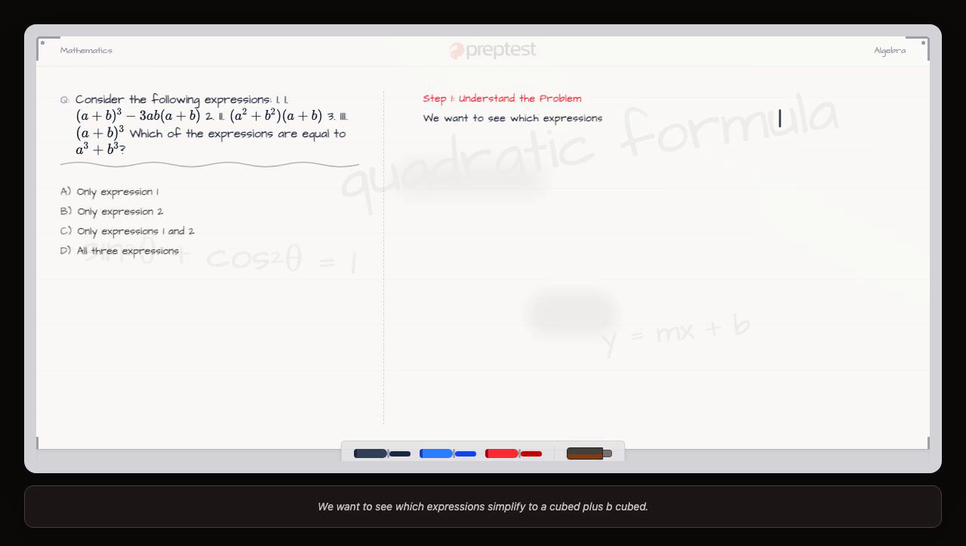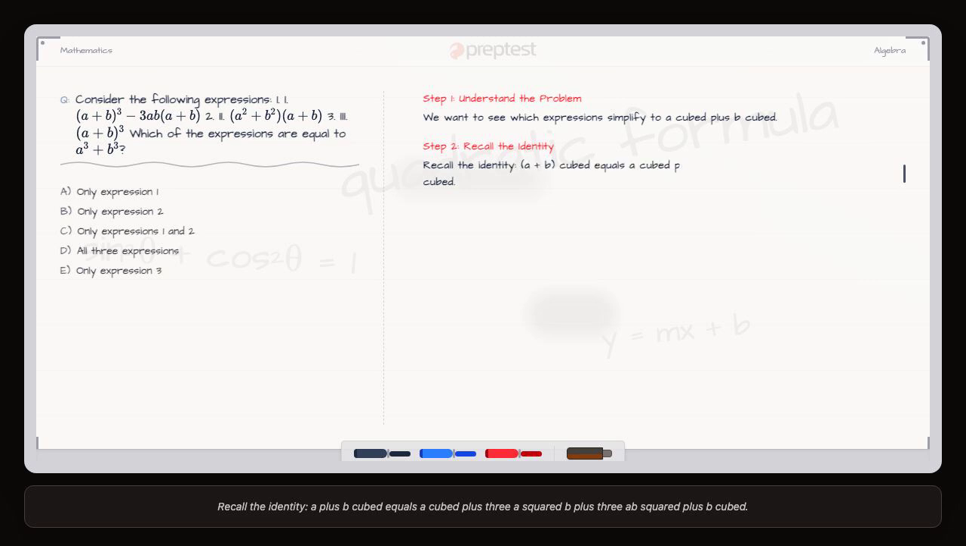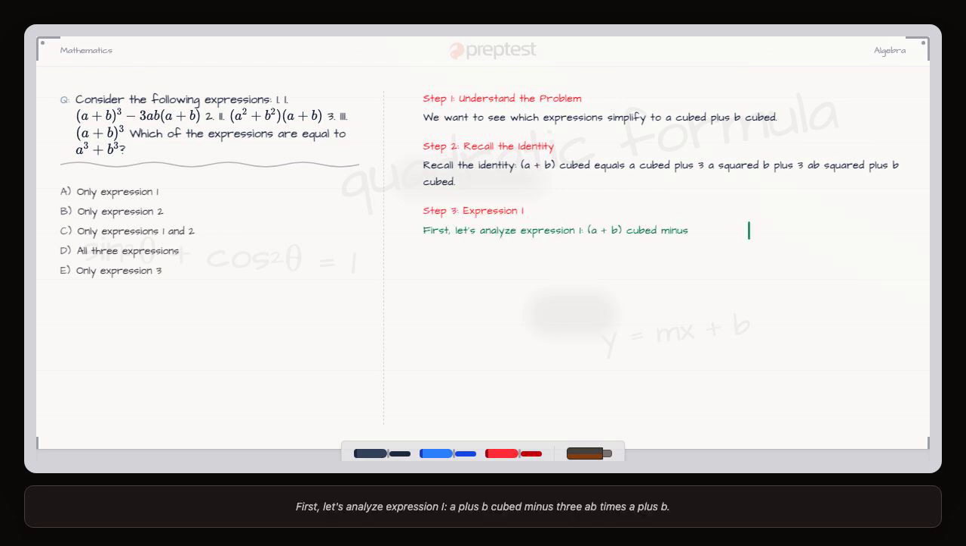We want to see which expressions simplify to a cubed plus b cubed. Recall the identity, (a plus b) cubed equals a cubed plus 3a squared b plus 3ab squared plus b cubed. First, let's analyze expression I, (a plus b) cubed minus 3ab times (a plus b).